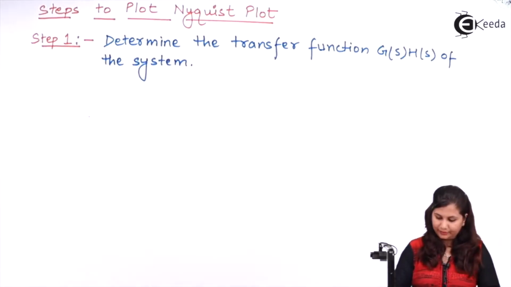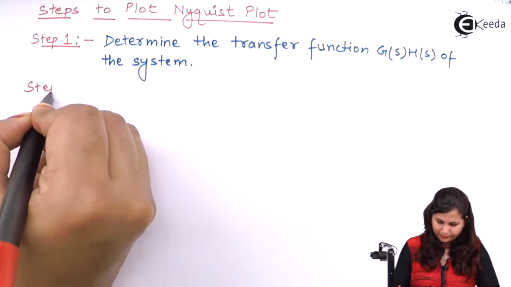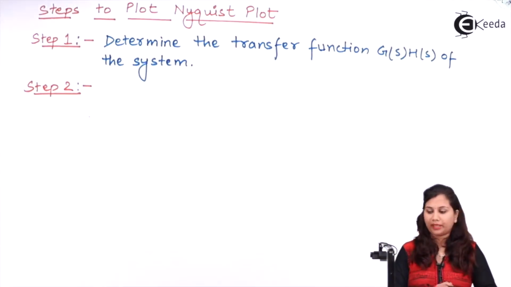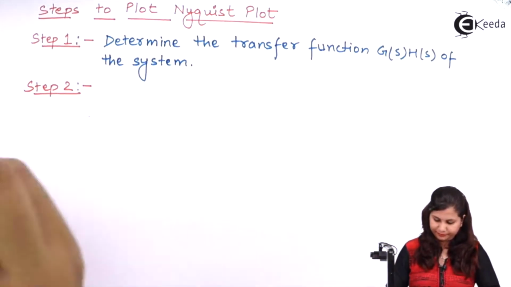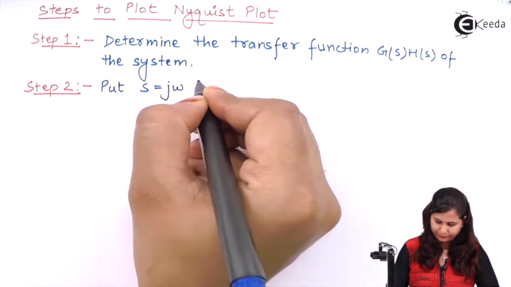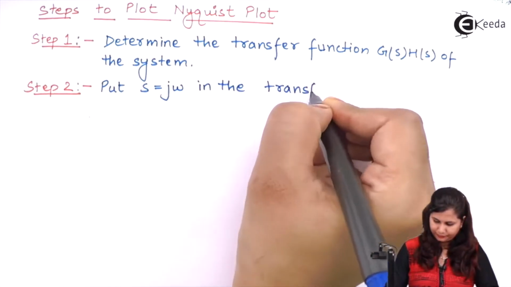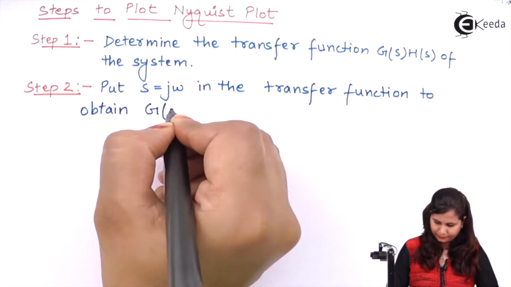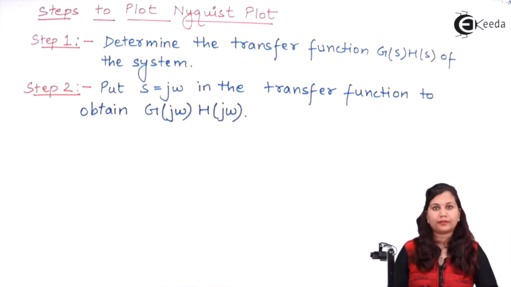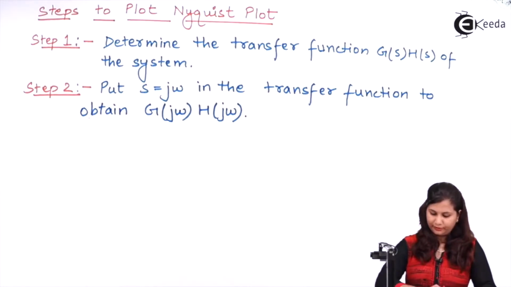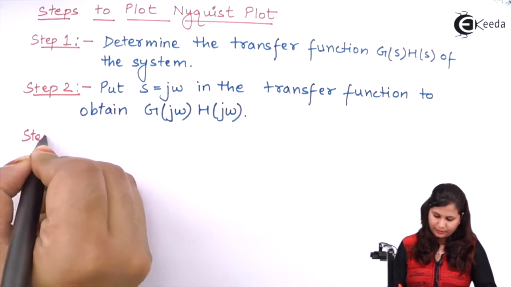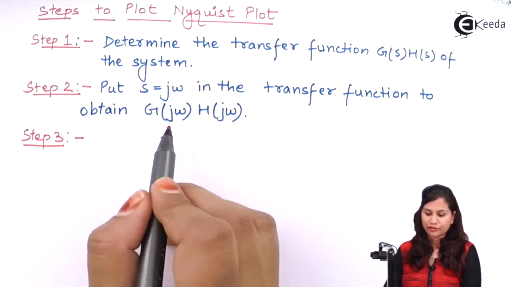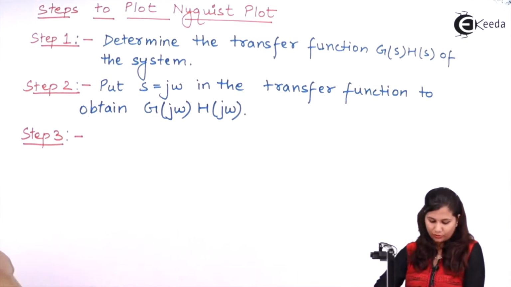Next, step number 2 is to put s equals to j omega in this transfer function. Okay. Now, step number 3 is to draw the polar plot of this function G(j omega) H(j omega).